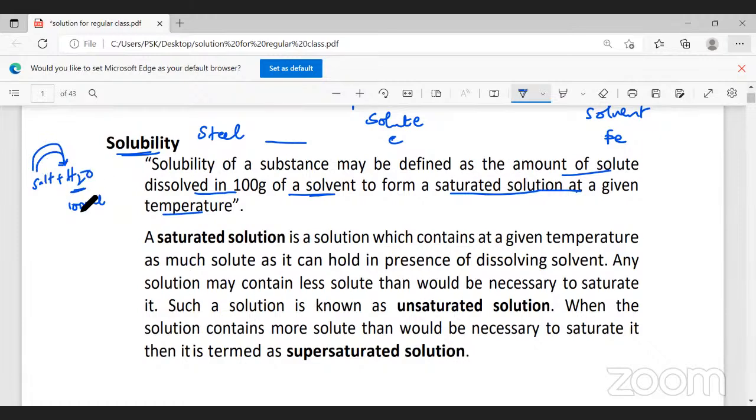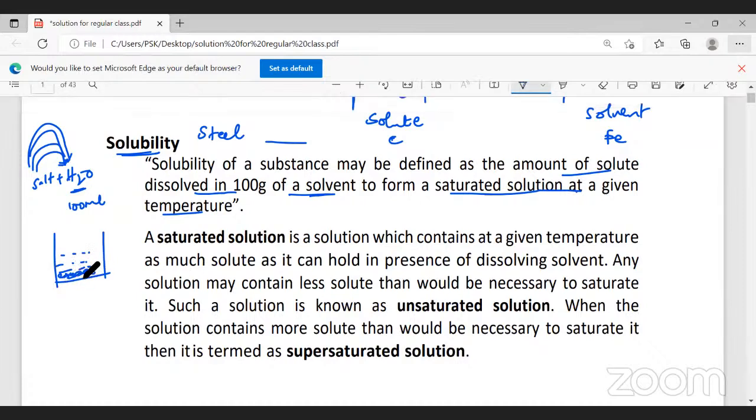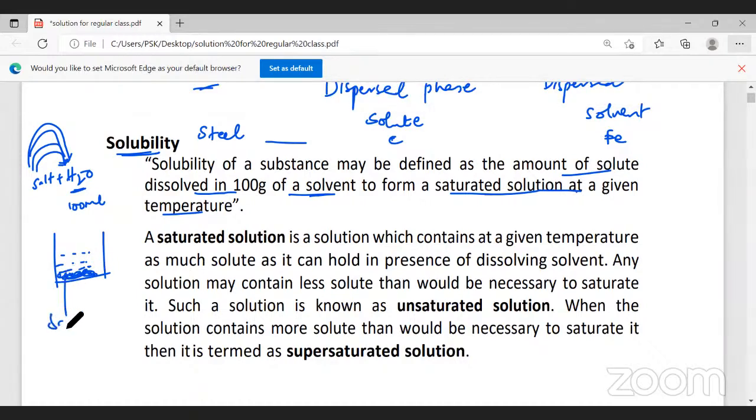What happens? The salt will completely dissolve. The third time you add, it dissolves. The fourth time you add, you will observe the salt particles settling at the bottom. So these kinds of solutions are called saturated solutions: a solution in which further dissolution of a salt is not possible.